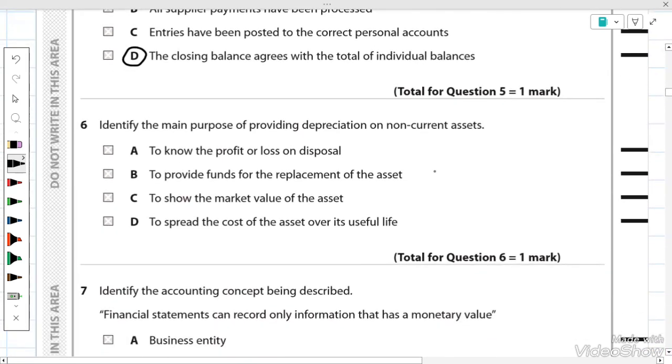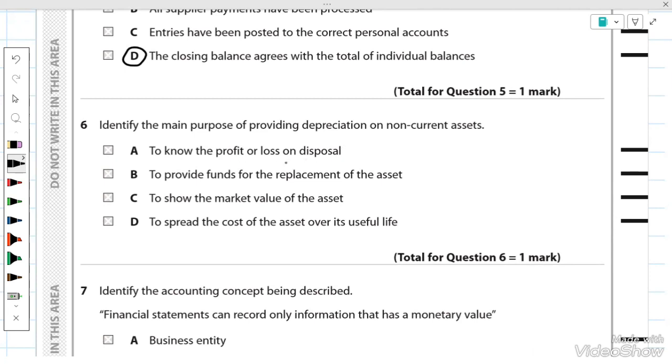Identify the main purpose of providing depreciation on non-current assets. Okay, so why are we providing depreciation on non-current assets? We have to identify the main purpose for it. So the first one, to know the profit or loss on disposal. So it's not like this.